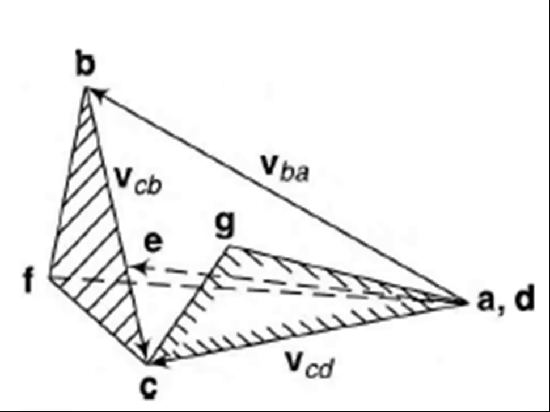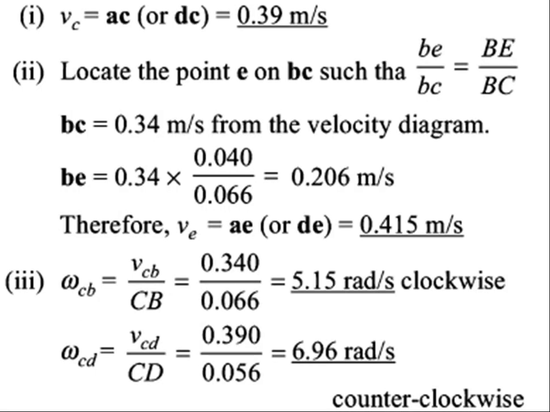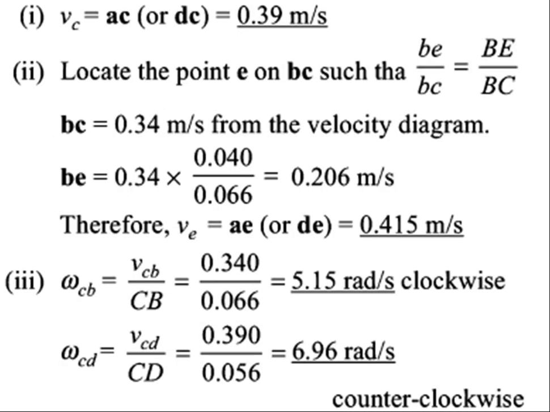Just check it out. From the measurement, VCB you got is 0.34 from the velocity diagram, and then you can calculate small be, because you know the lengths of BE and BC that you can put over here, and then you can calculate be. So be you got 0.206 meter per second, and from this you can mark the velocity at point E by taking a distance of AE. Then you have to measure this.